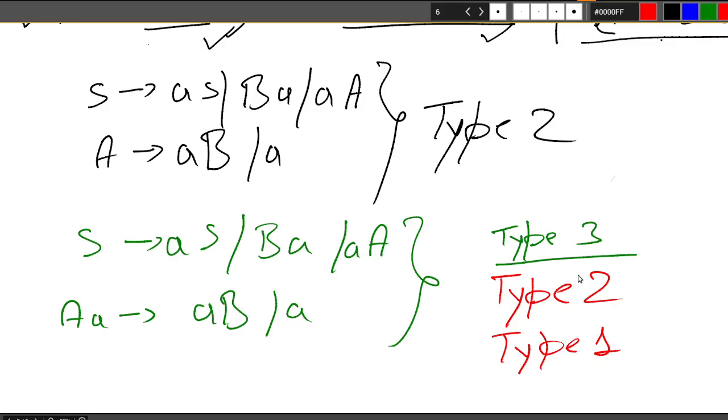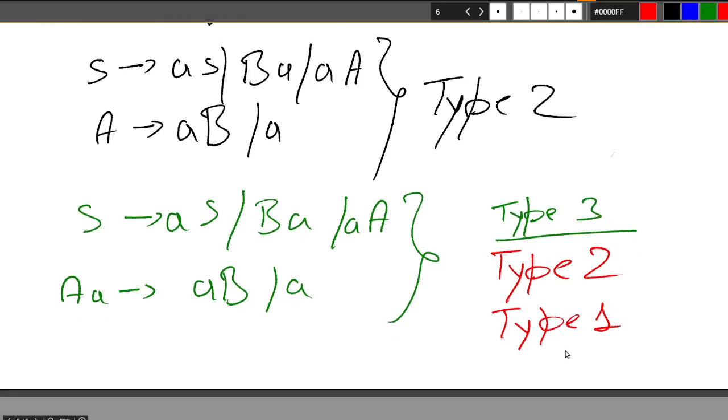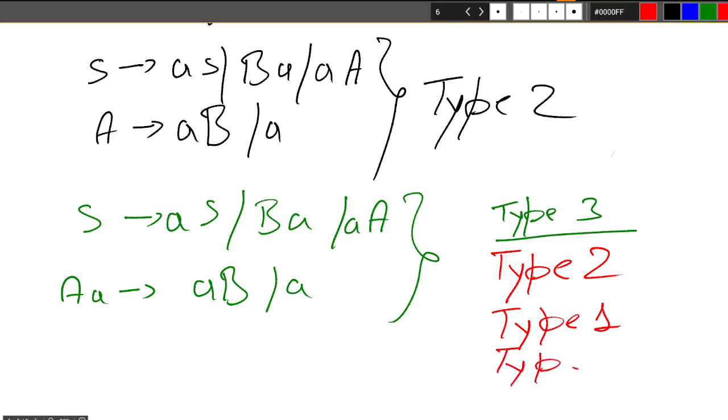So now we will check type 3, type 2, type 1. Let me write type 0 also, then we will see type 0 also. So which one is it? Anybody else? Are you satisfied? Type 1, or it can be type 2, type 3, type 0, anything else? Or let us finalize it is type 1.